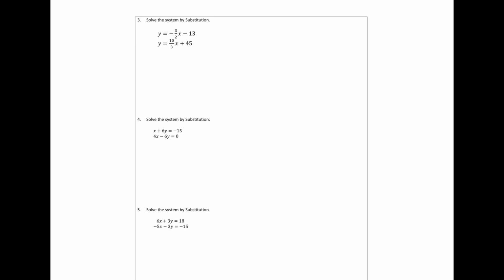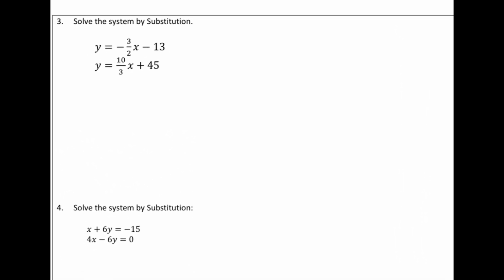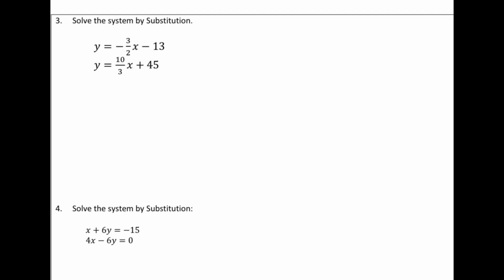All right, here's our next three. So this one got a little crazier, didn't it? Okay, this would be one that we could solve by graphing. But can you imagine doing that? The reason I say that is because these are both in y equals mx plus b format. Start at negative 13 and then go down 3 and to the right 2. Huge graph, right? Here you're starting at positive 45 and then you're going up 10 and over 3. That's just crazy. So there's no reason you'd want to. So let's use substitution.